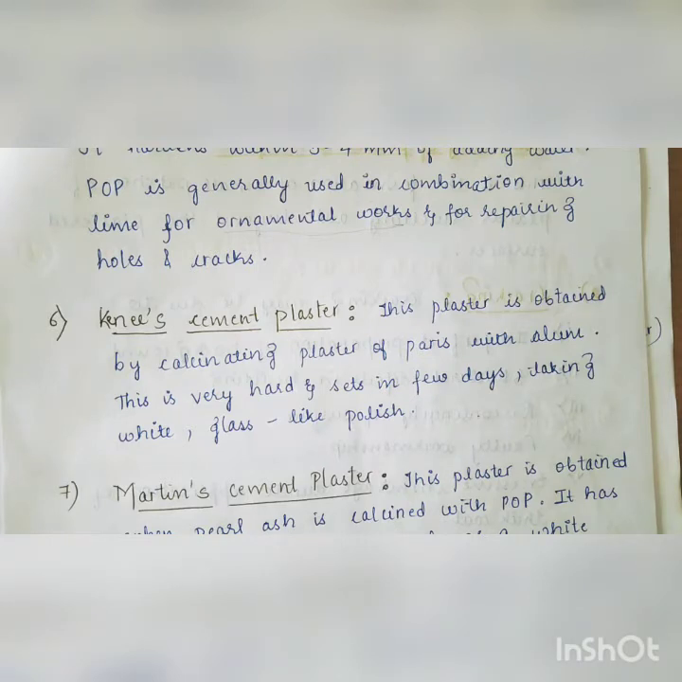It is obtained by calcinating a selected form of gypsum, not all gypsum rock. It is pure white in color and takes a high glass-like polish, which means it needs a high polish. It is used for highly decorative plastering work and ornamental work.